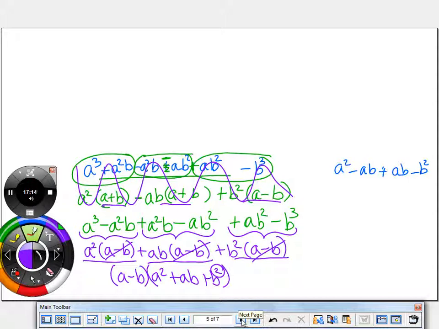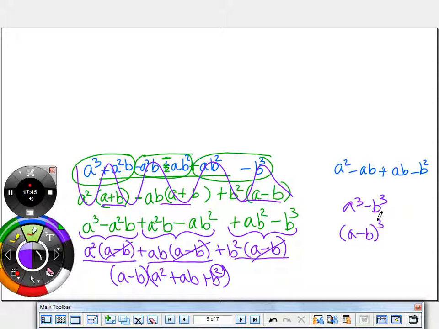Okay, but I still don't get it because isn't a cubed minus b cubed the same as a minus b cubed? No. Okay, so really good question. Is a cubed minus b cubed the same thing as a minus b cubed? No. So let's think about this as being x minus 1. If I take x minus 1 and cube it, that's x minus 1 times x minus 1 times x minus 1.